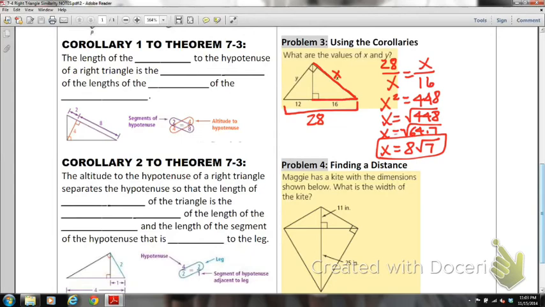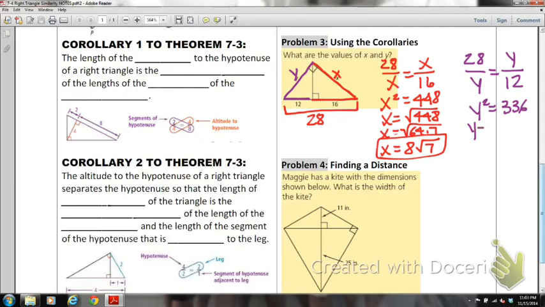Now if you look at y, y is over on the other side, and that's the other leg of that larger original right triangle. So it's going to be the geometric mean, so put it in the means position, between the length of the entire hypotenuse, which is 28, and the segment of the hypotenuse that's adjacent to that leg, which is 12. So that's how you set up your proportion. Cross multiply. Y squared is 336.